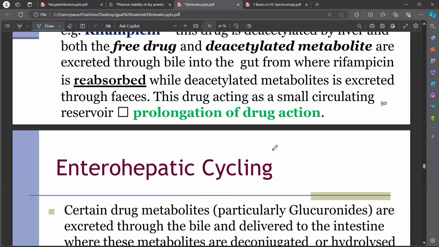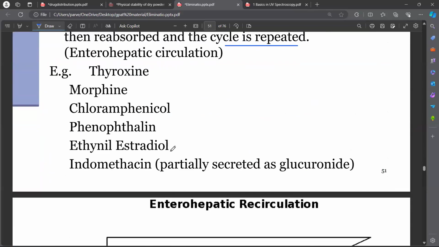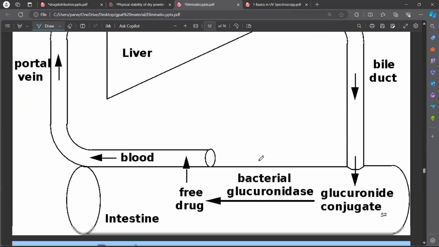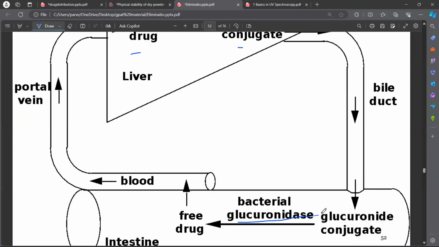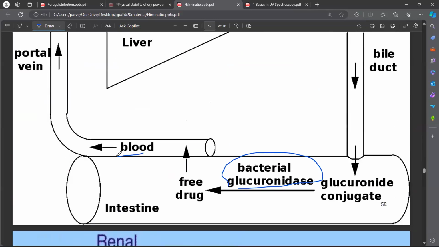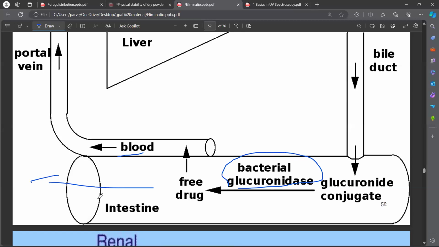For example, a drug is conjugated by glucuronide conjugation. It enters the intestine, where it gets hydrolyzed, and this free form of the drug again enters the blood and goes to the liver. So this cycle repeats between the liver and the intestine. Here the free drug glucuronide conjugate comes to the bile duct, and due to the presence of gut bacteria, known as microbiota, the free drug again enters the blood through the portal vein. This cycle repeats, and some of the drug can also be eliminated through the fecal matter.